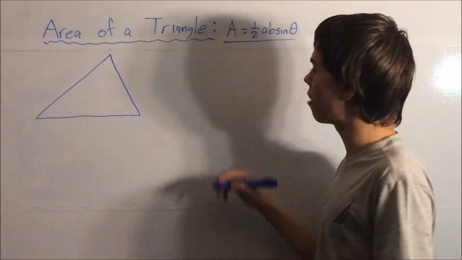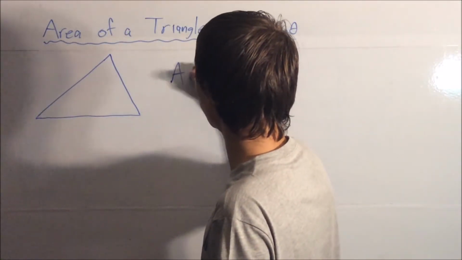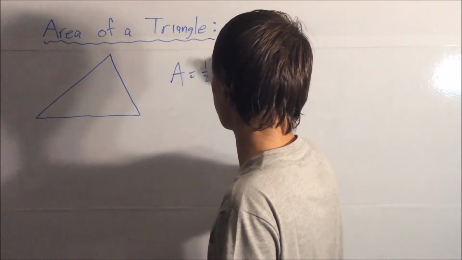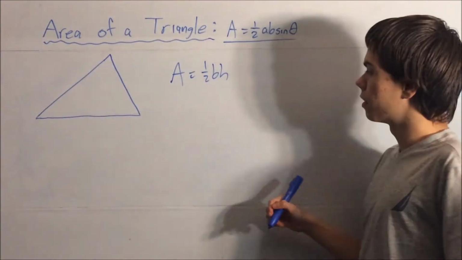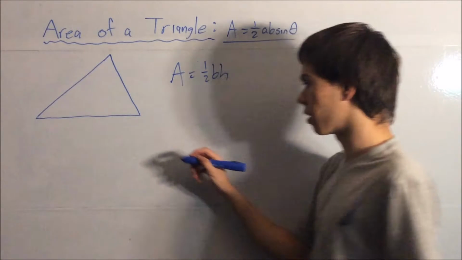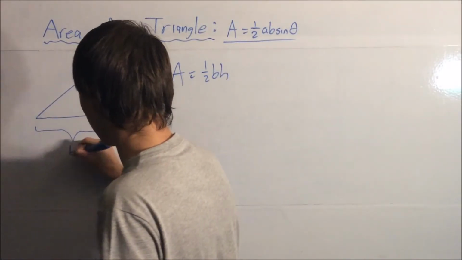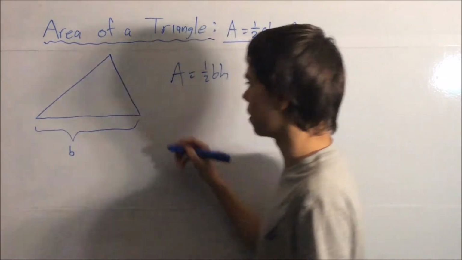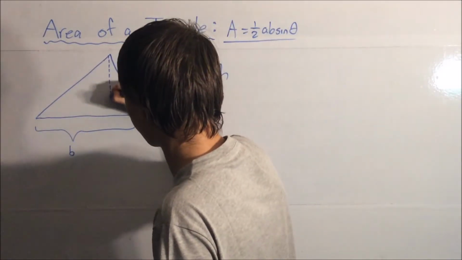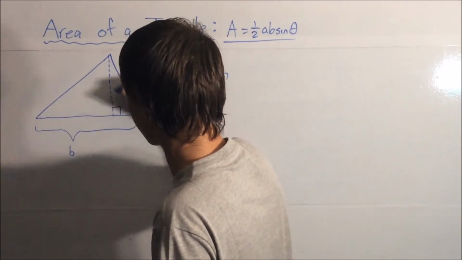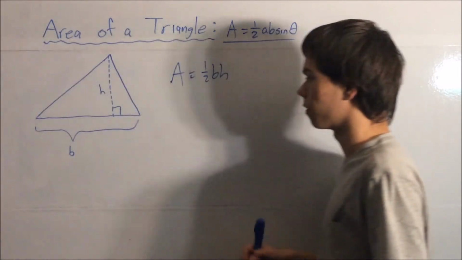We know that the area of a triangle is simply 1/2 base times height, right? Now, if I wanted to show what that looked like on a triangle, I could say that this right here is the base. And if I wanted to show what the height would be, we know that the height is just perpendicular to the base. So perpendicular, and so this would be the height of the triangle.